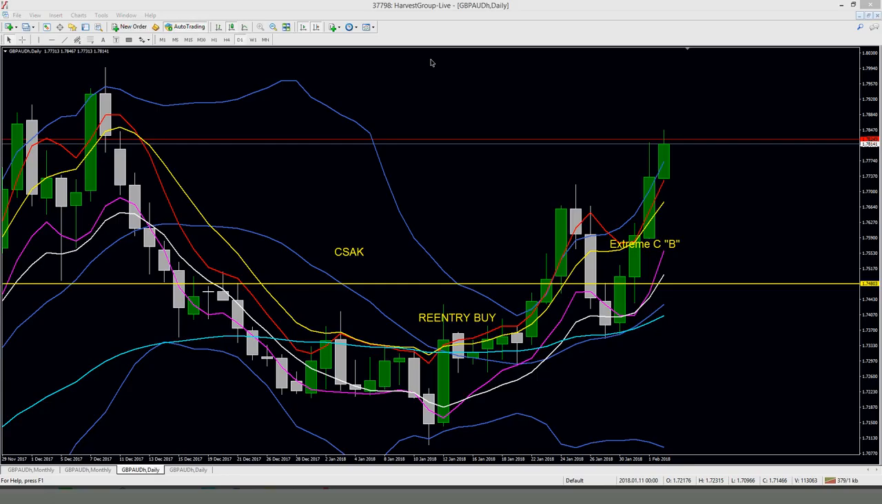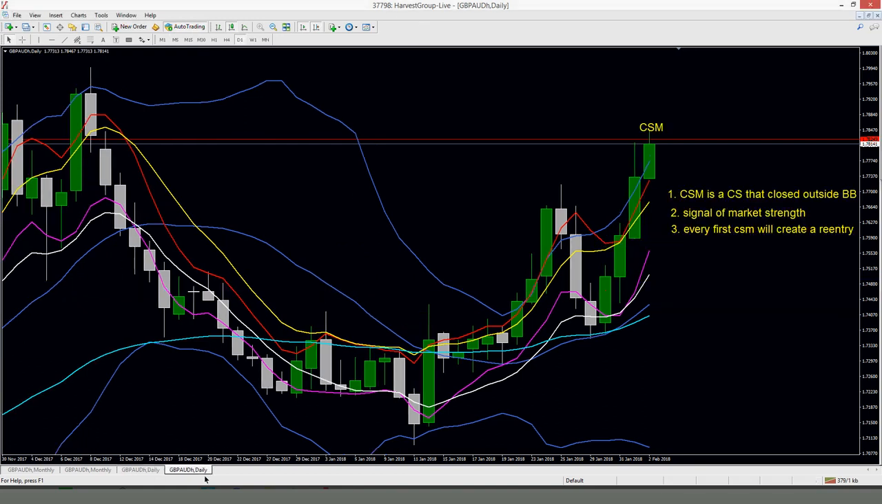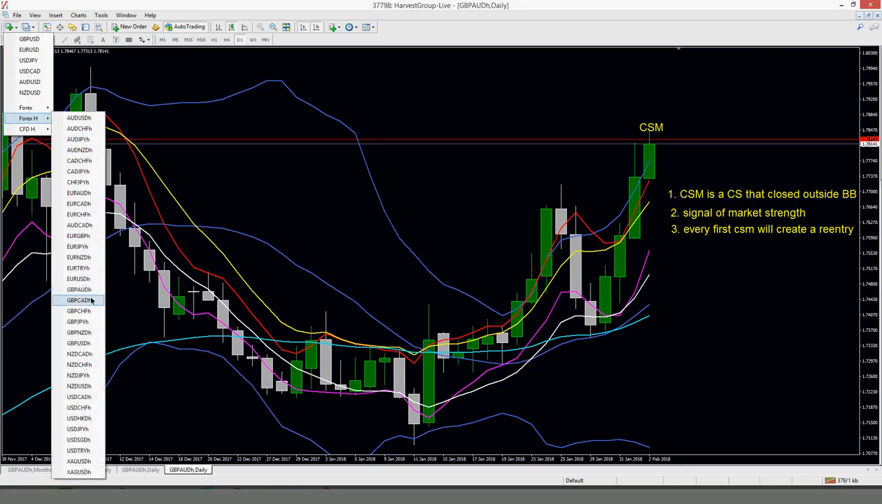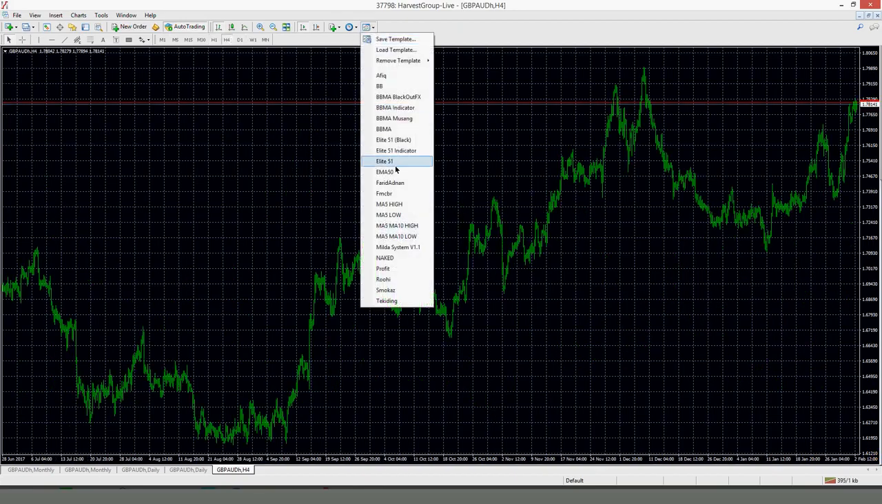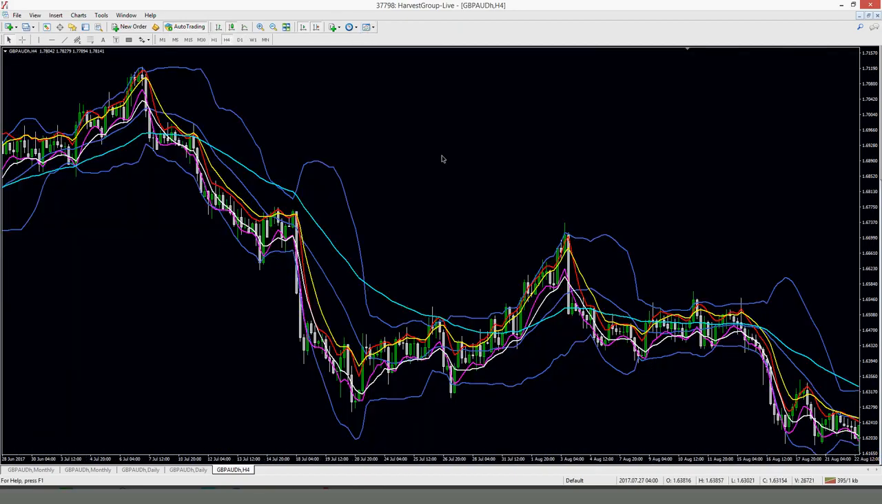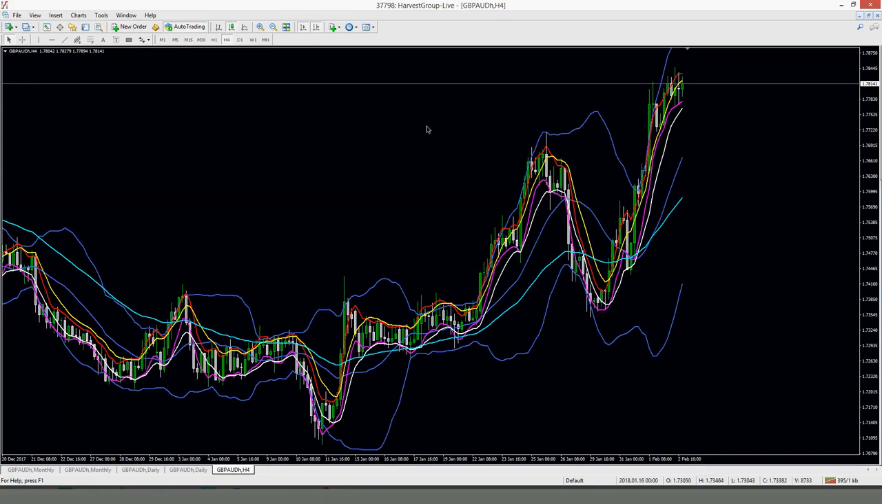Are there any questions so far on the higher time frame analysis? We have concluded that this market is going up. So now, when we are scalping, we're aiming for H1. However, we still need to do analysis on H4.